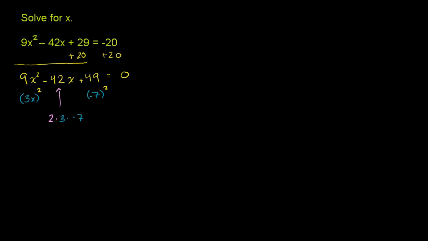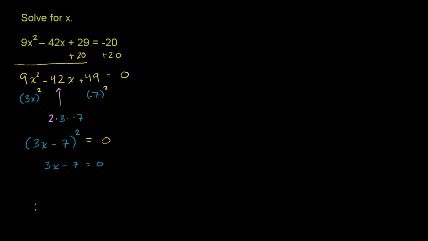So the left-hand side of this equation right here, we can write it as 3x minus 7 times 3x minus 7, or just 3x minus 7 squared. And that is going to be equal to 0. Now, we essentially only have one expression equaling 0 times itself. So the only way that's going to be equal to 0 is if that expression is equal to 0. 3x minus 7 needs to be equal to 0.